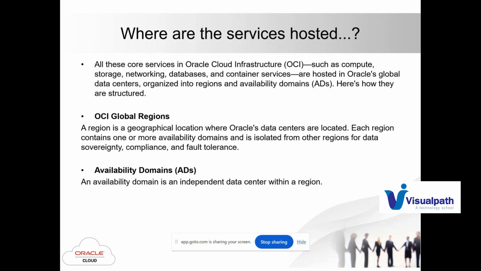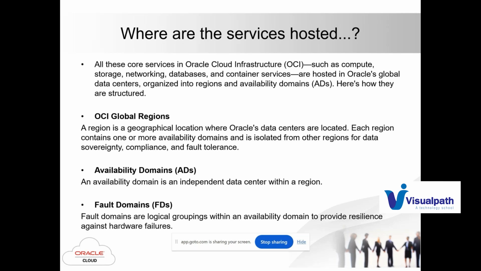So that is where Oracle thought, let's go with multiple availability domains, so that even if one availability domain goes down, the other will be up, and we can provide continuous services to the customers. That is where the availability domain comes into place. And further, this availability domain is again categorized into fault domains. We say fault domains.